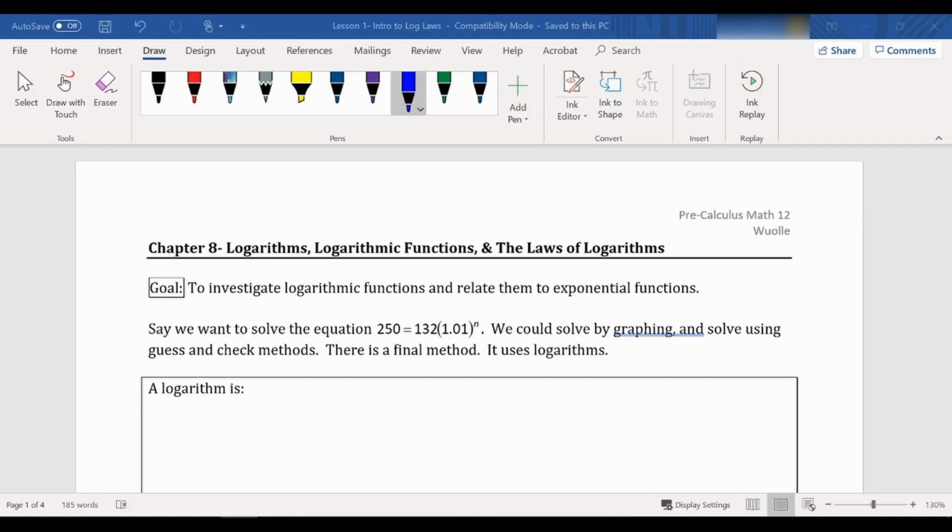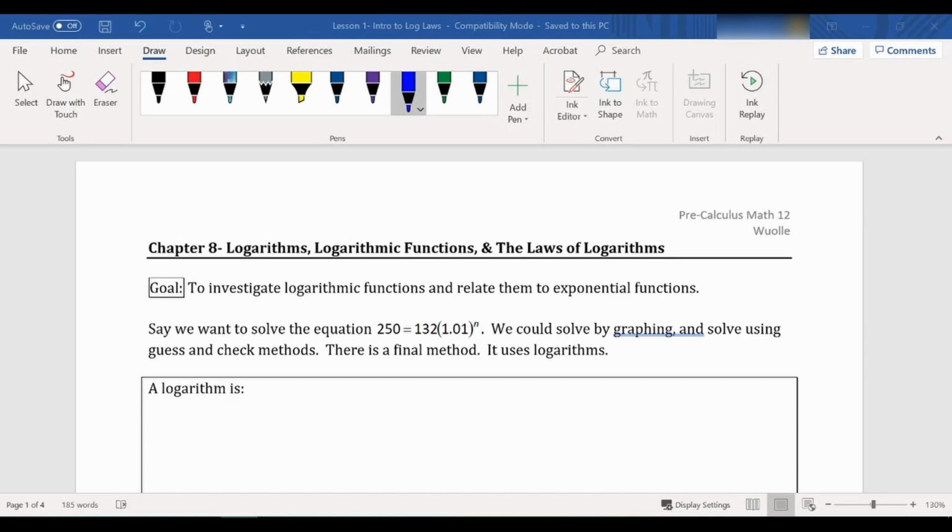So today we're going to be starting with logarithms and logarithmic functions, and we're going to learn about the laws of logarithms. So first, you're probably wondering, what's a logarithm? If you've taken chemistry, you might have already been introduced to this idea. Otherwise, this might be totally new.